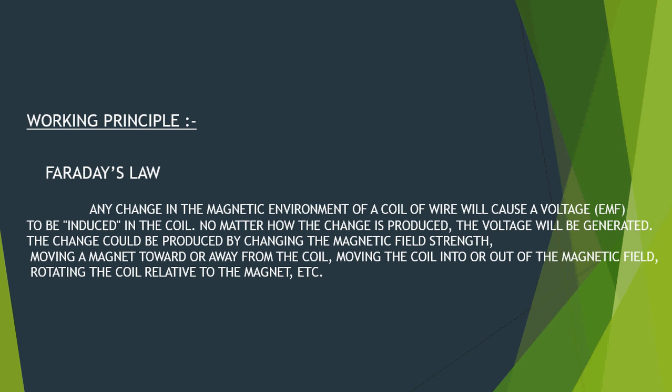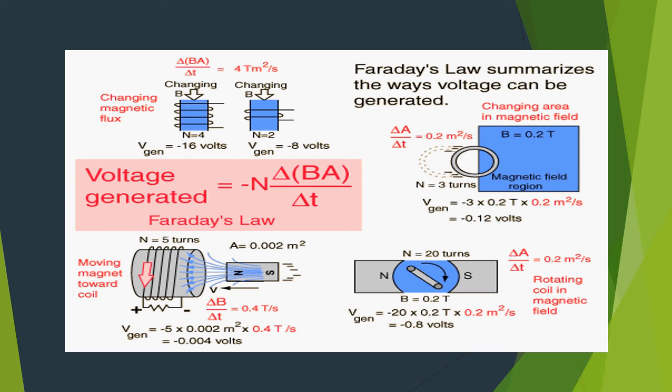What is the working principle of generators? A generator generally works on Faraday's law. Now what is Faraday's law? Faraday's law states that any change in the magnetic environment of a coil of wire causes a voltage or EMF to be induced in the coil. No matter how the change is produced, the voltage will be generated. The change could be produced by changing the magnetic field strength, moving a magnet toward or away from the coil, moving the coil into or out of the magnetic field, rotating the coil relative to the magnet, etc.